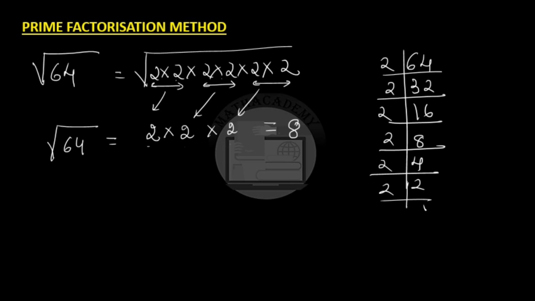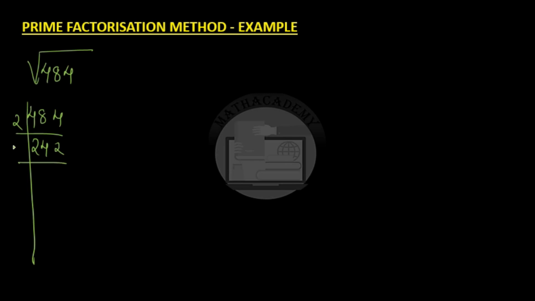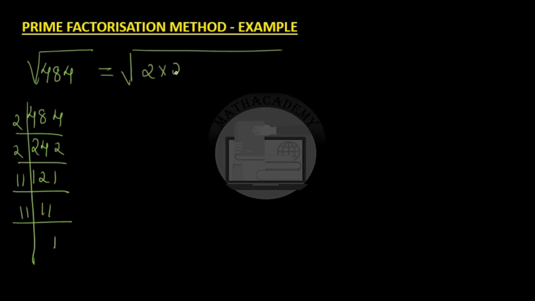Let us see one more example. We have to find the square root of 484. We will be prime factorizing 484. So on prime factorizing, 2 goes into 484 two times, giving 121. 121 is 11 square, so 11 goes 11 times and then 1 time. So the square root of 484 can be written as the square root of 2 times 2 times 11 times 11.